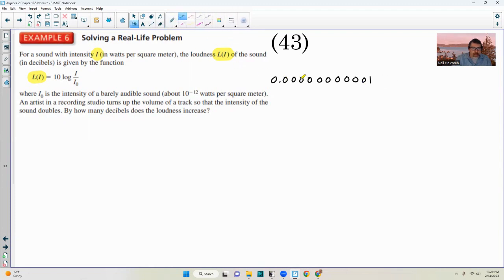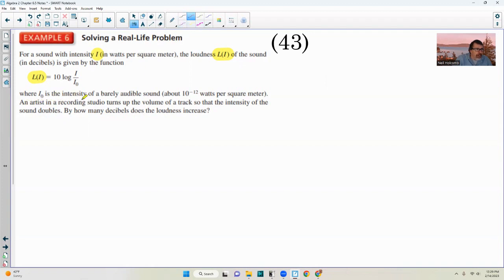So that's tenths, hundredths, thousandths, ten thousandths, hundred thousandths, millionths, ten millionths, hundred millionths, billionths, ten billionths, hundred billionths. Okay, so it's a really, really small number, really, really close to 0, therefore barely audible. Anyhow, there's that. It's always a good idea to figure out what they're talking about and understand everything.